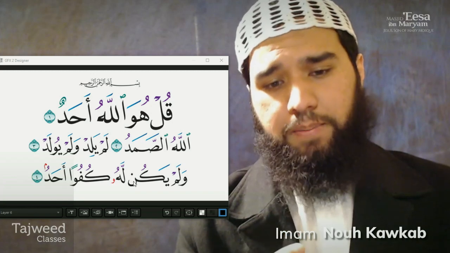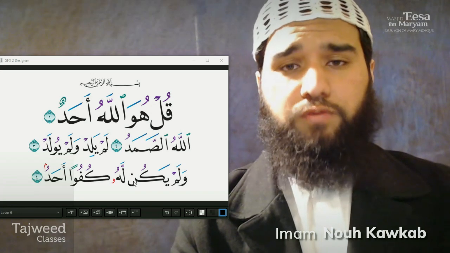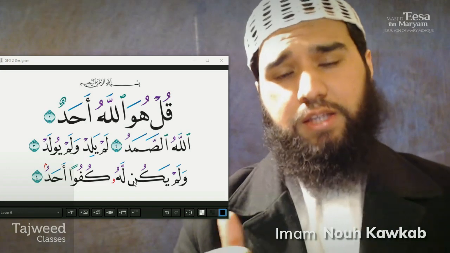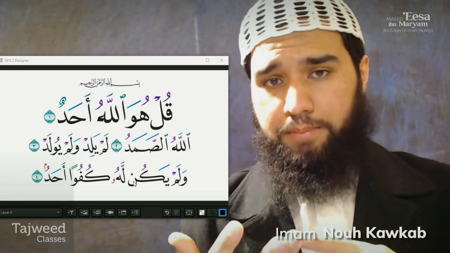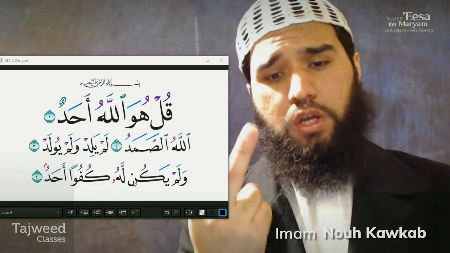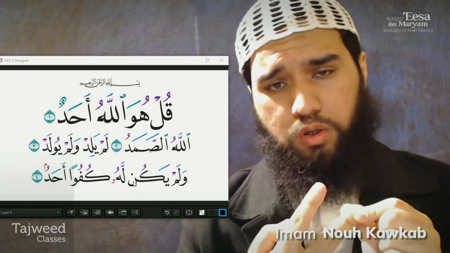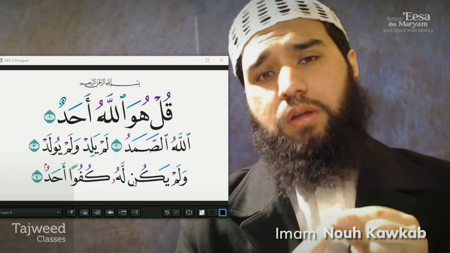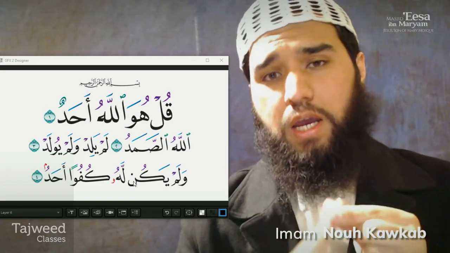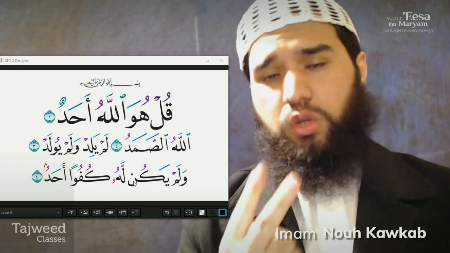Here, the letter we have after noon is lam, which is one of the letters of idgham. Idgham has 6 letters: ya, ra, mim, lam, which is here, waw and noon. There are two kinds of idgham: idgham with ghunna and idgham without ghunna. Idgham with ghunna has 4 letters, and idgham without ghunna has 2 letters.